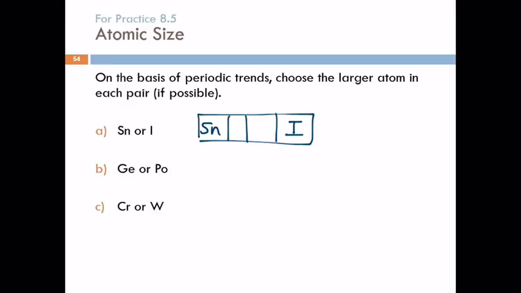So they're in the same period. Which is larger, the one on the far right or the one on the far left? The one on the left. The tin is larger. The effective nuclear charge on iodine is greater, and that pulls the electrons in, and so it makes it smaller. As we go across a period from left to right, the atoms get smaller. So tin is larger than iodine.